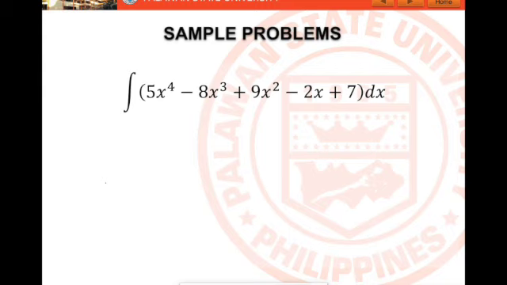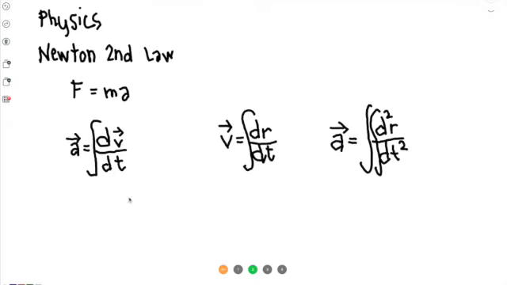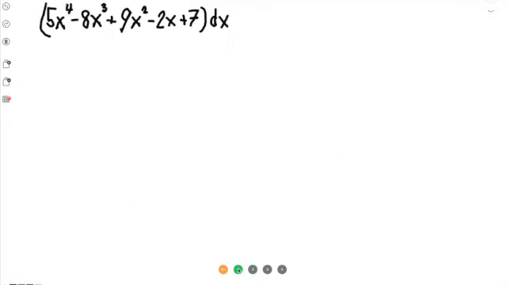So let me transfer now to my whiteboard. Saan na ba yung whiteboard? Okay, so is this the same? We have the function 5x to the 4th power minus 8x cubed plus 9x squared minus 2x plus 7 dx. So we want to integrate that function. Anong theorem ba ito? Theorem number 3, I guess, says that we should treat each expression as a separate integral and integrate accordingly.